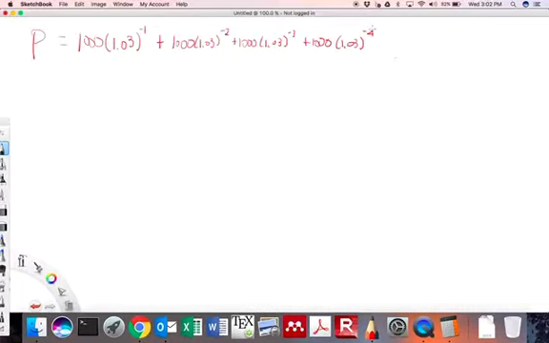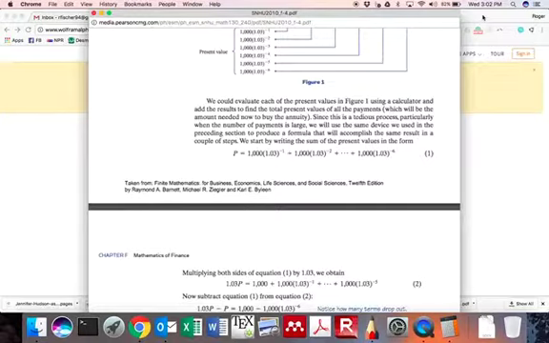So what we're going to do is call this P and say that P equals 1,000 times 1.03 to the minus 1, plus 1,000 times 1.03 to the minus 2, plus 1,000 times 1.03 to the minus 3, plus 1,000 times 1.03 to the minus 4, plus 1,000 times 1.03 to the minus 5, plus 1,000 times 1.03 to the minus 6. Did I do that right? I did. Good for me.